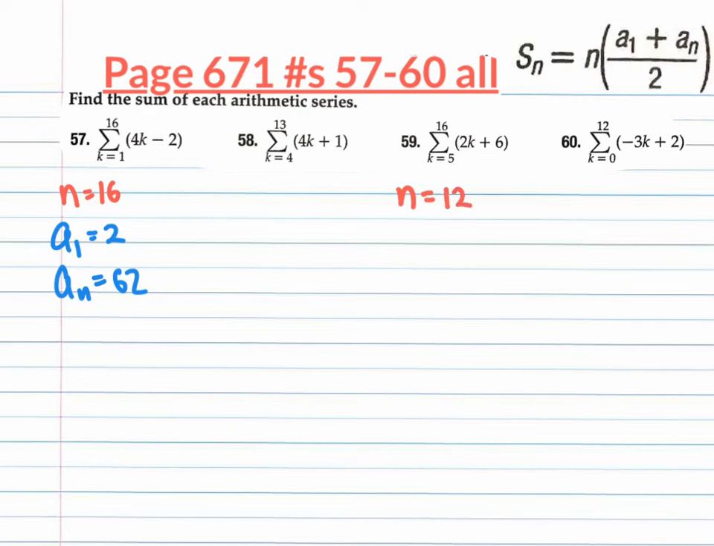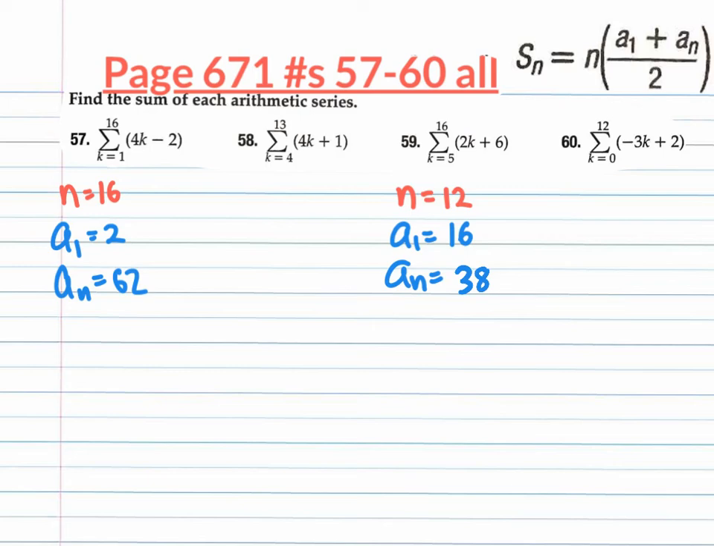Now, how do we get our first number on the list, a sub 1? By plugging in not 1, even though that's what it means. You're going to plug in the first number, k, which is 5 right here. So 2 times 5 is 10. 10 plus 6 is 16. So the first number is actually 16. Now the last number, a sub n, what's the last number going to be? It is plugging in 16 right here, which is 32, and 32 plus 6 is 38. So the last number on your list is 38.